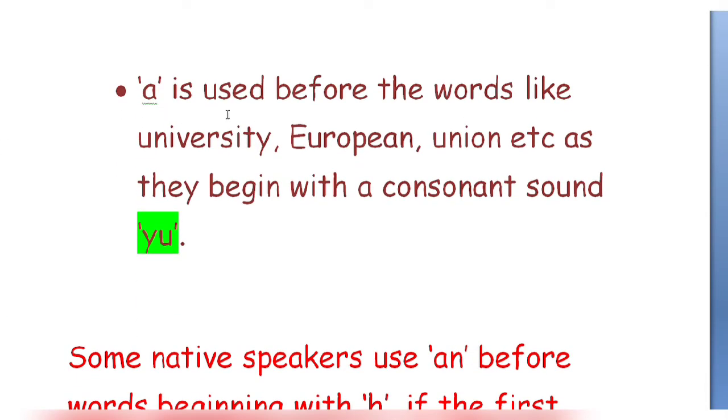Now, a is used before words like university, European, union, etc., as they begin with a consonant sound. When you say these three words, the consonant sound of Y is prominent. University, European, union. So 'yu', that is the consonant sound of Y, is more predominant. That is why in such words you use the indefinite article a. A university, a European, a union. You say them like that.